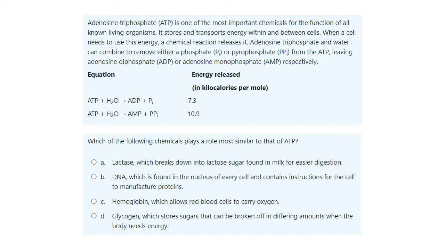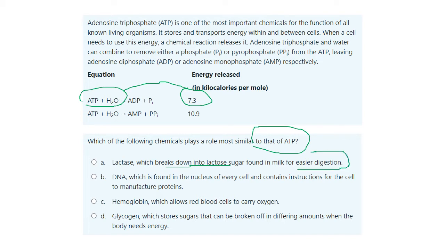Which of the following chemicals plays a role most similar to that of ATP? Well, ATP can be broken down to release energy. So lactase is broken down into lactose sugar for easier digestion. It's not about easier digestion, it's about releasing energy.